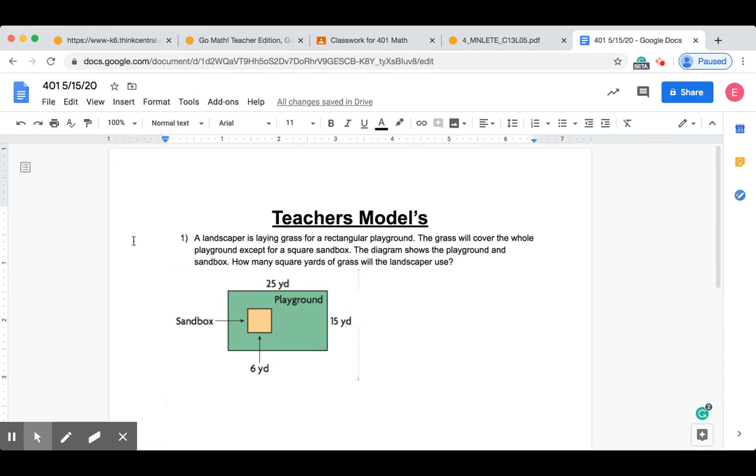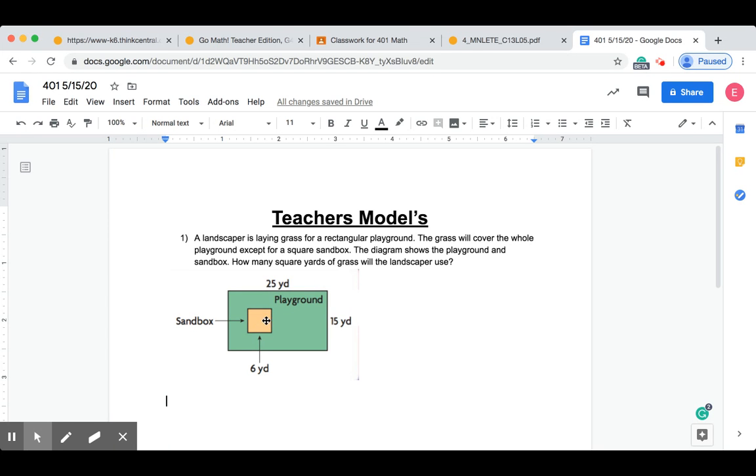The first problem says, a landscaper is laying grass for a rectangular playground. The grass will cover the whole playground except for a square sandbox. The diagram shows the playground and the sandbox. How many square yards of grass will a landscaper use? So the question is asking us, how many square yards of grass will the landscaper use? Now, if I reread the problem, it says the grass will cover the whole playground except for a square sandbox.